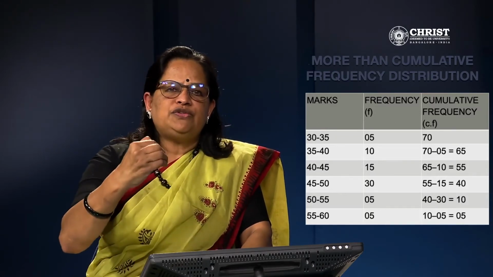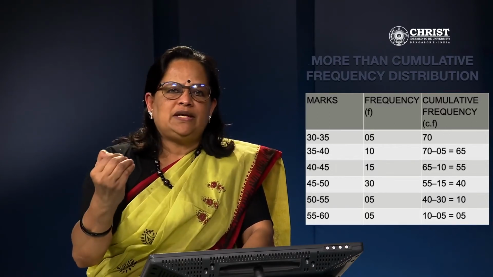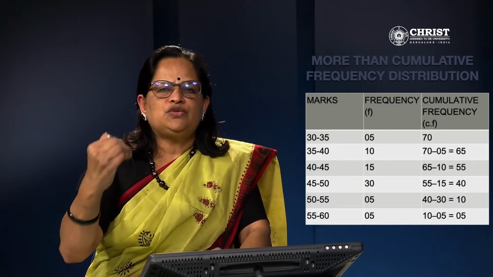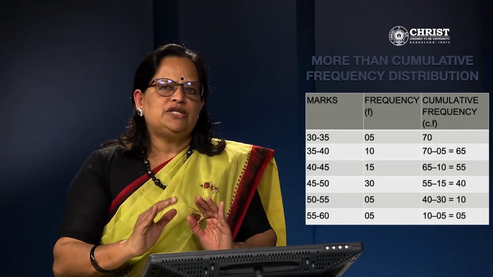Next is 50 to 55. 30 is the frequency. 40 minus 30 you will get 10. Next is 55 to 60. 5 is the frequency. 10 minus 5 you will get 5. So this is how you calculate the more than cumulative frequency distribution.